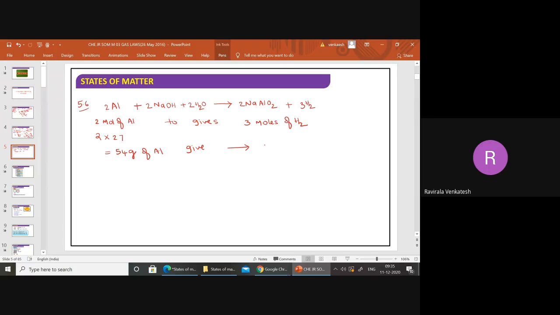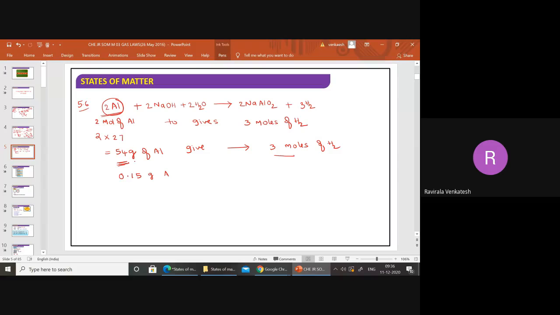Now 54 grams of aluminium gives how much hydrogen, beta? 3 moles of hydrogen, correct or not? 3 moles of hydrogen is 6 grams. So 54 grams of aluminium is giving 3 moles of hydrogen. Correct? Now how much weight are they asking to take here? 0.15 gram. Now take a cross multiplication. 2 moles of aluminium is equal to 54 grams.